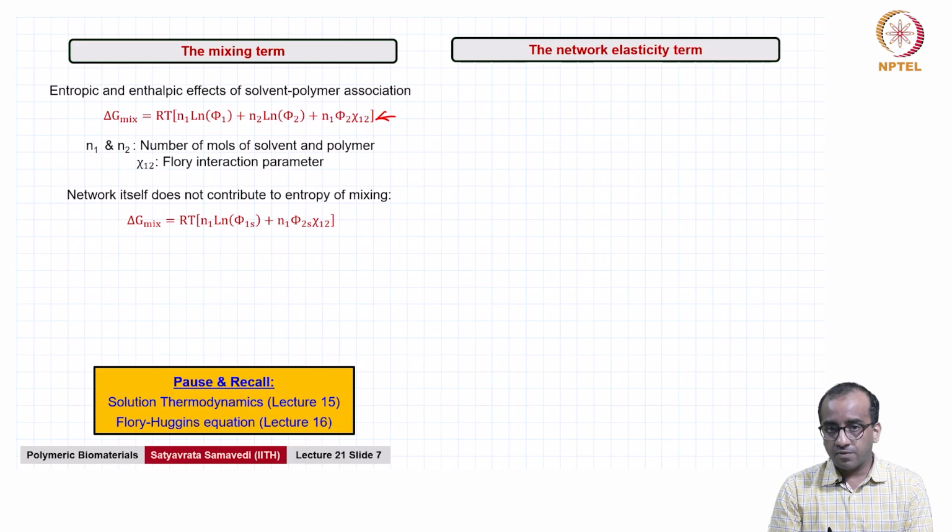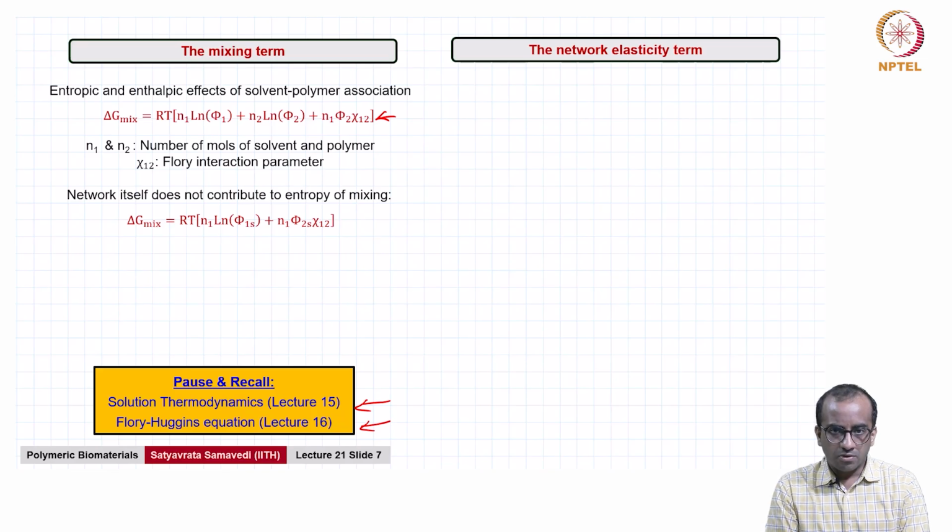So if you are not familiar with this, now would be a good time to pause and recall some of the concepts we have seen both in solution thermodynamics in lecture 15 and in the Flory-Huggins equation derivation in lecture 16. So we are going to take this equation for granted here, which we have already looked at.